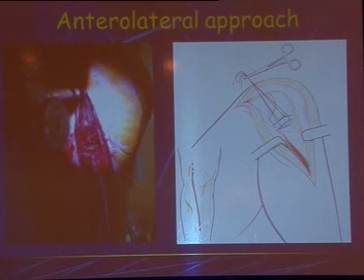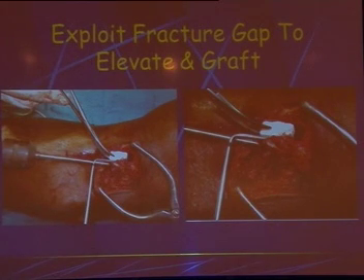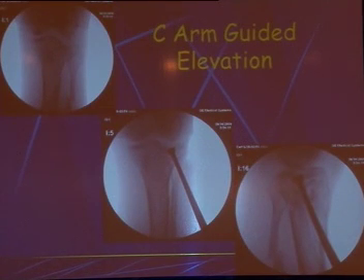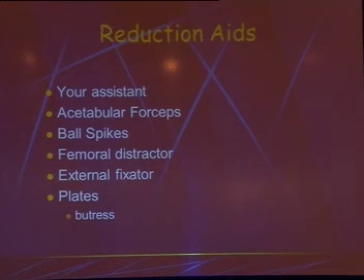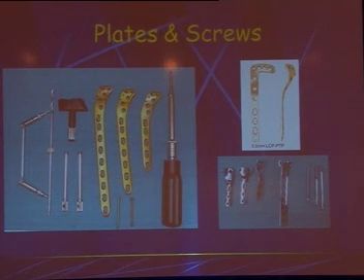You can have a submeniscal approach, and the posteromedial approach on the medial side between the pes anserinus and the gastrocnemius muscle. Exploit the fracture gap to elevate the depression and then use large blocks of bone substitutes to support it. And this is how the C-arm guided elevation is done. Your reduction aids are your assistant, acetabular forceps, ball spikes, femoral distractor, external fixator, and plates. These are the different instruments that are used, and the plates on the lateral side, the proximal tibial plate.